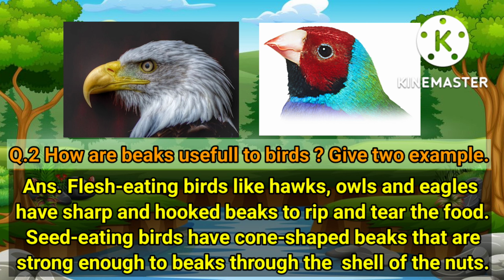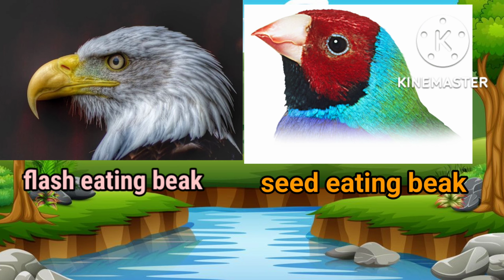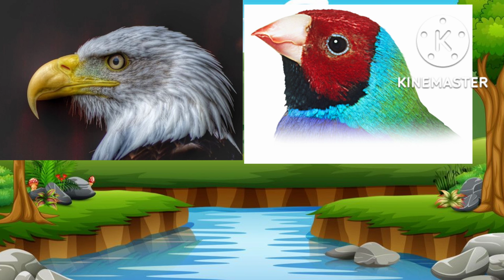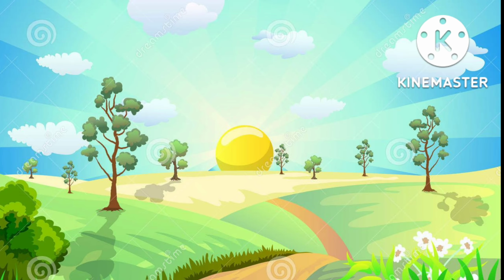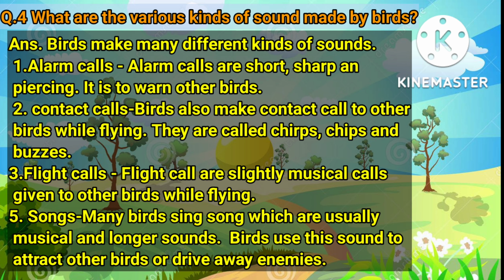Seed-eating birds, strong and cone-shaped beaks. Okay, understand, students? Now look at the picture. Number 1 is the flesh-eating bird beak. Number 2, seed-eating bird beak. Okay, understand? Okay, next question is, what are the various kinds of sound made by birds?